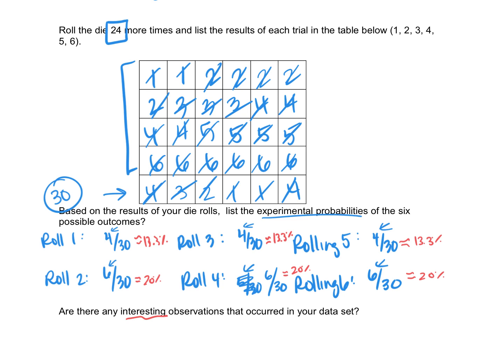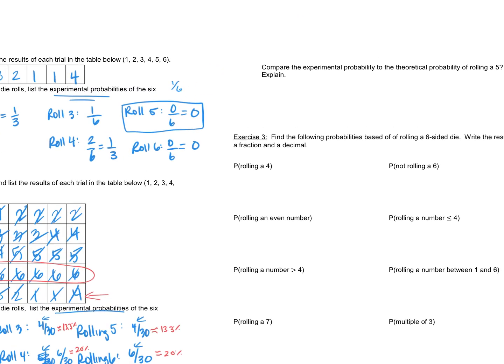I did have a lot of 6s when I did my next 24 rolls. So I thought that was kind of interesting because in my initial 6, I didn't have any 6s and I didn't have any 5s. So what was interesting about your data? Check that out.